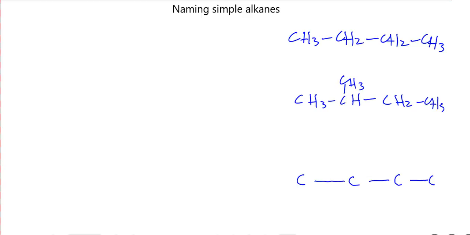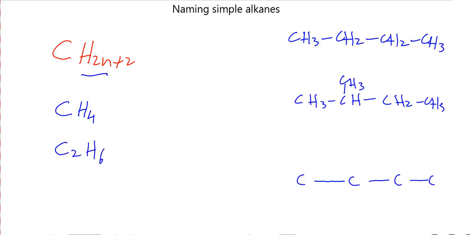In this video, I'll explain how to name simple alkanes. As most of us know, alkanes are CnH2n+2. What does it mean? Whatever is the number of carbon, the number of hydrogen should be double and then plus 2. For example, if carbon is 1, hydrogen is double, 2, and plus 2, that is 4. Similarly, if carbon is 2, double it, it's 4, and plus 2 is 6, so hydrogen is 6.